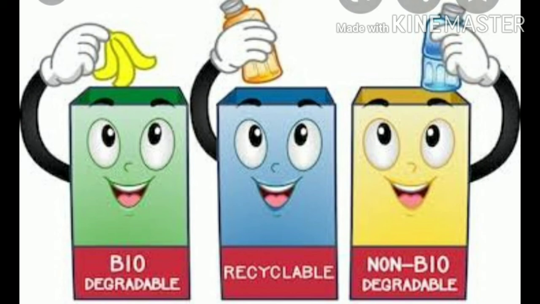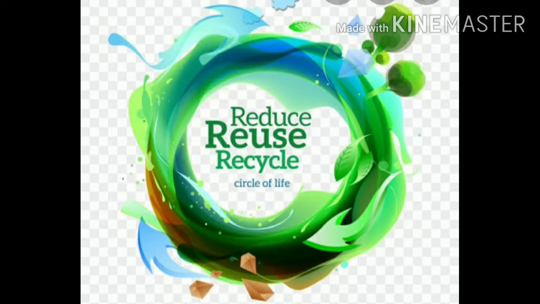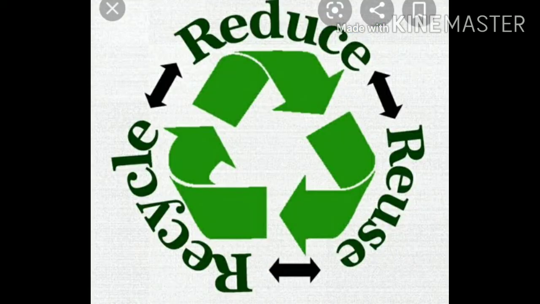Students, there are three methods of reducing waste. First, reduce, second, reuse, and the third is recycle. We must follow the policy of 3 R's. It is a golden rule to save our environment. Now first is reduce. We must try to generate less waste to protect the environment. Less waste can be generated by reducing the things that create garbage.